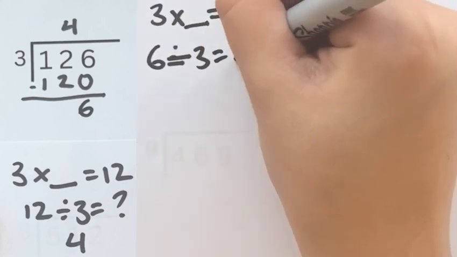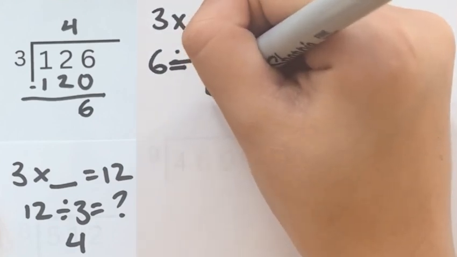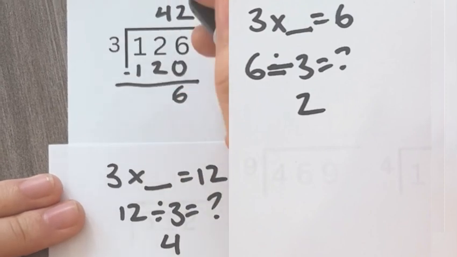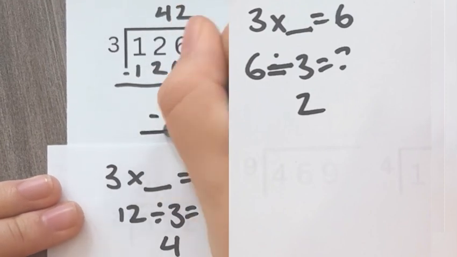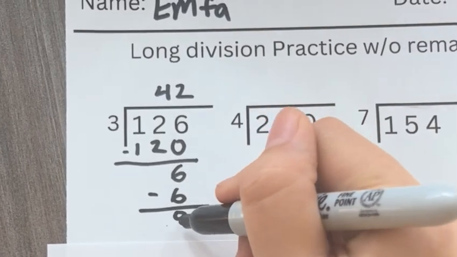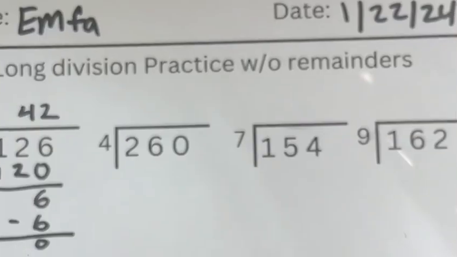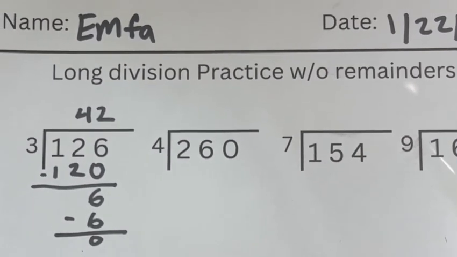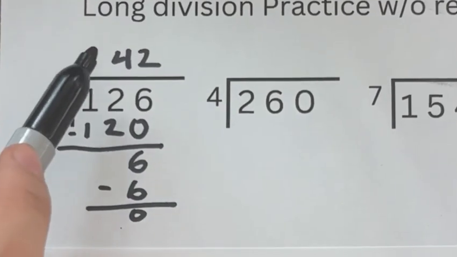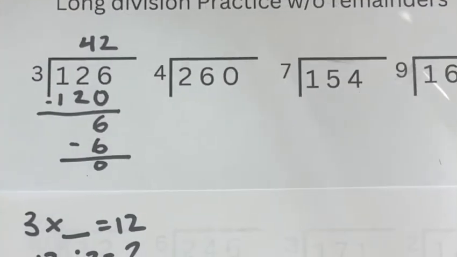3 equals what? We know that this is 2. So we add 2 here. 3 times 2 equals 6. We subtract that and it is 0. Now we always want to get a 0 at the end if there's no remainder. Next video we can discuss what happens when there is a remainder. So 126 divided by 3 equals 42. Let's go on to the next question.